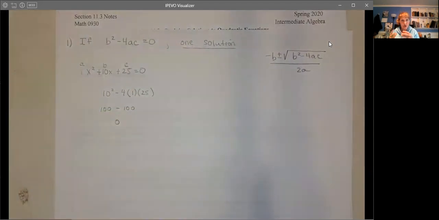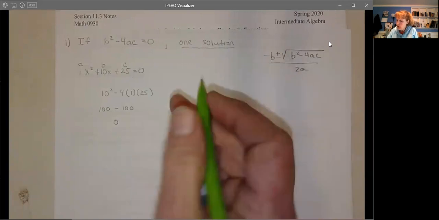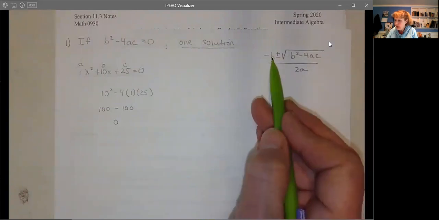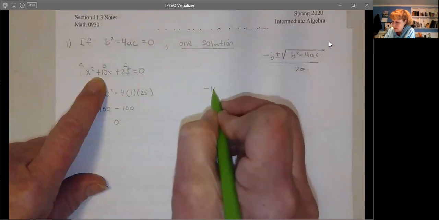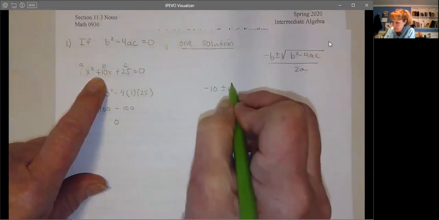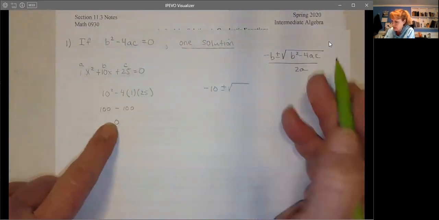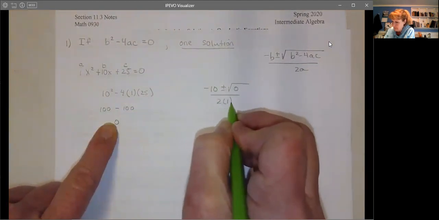And we're told that if the discriminant is equal to 0, we will have one solution. Let's apply it to this so you can see why we only have one solution when the discriminant is 0. We take all of our information and put it into the formula. We have minus b, and in our case b is 10, so we take the opposite, which is a negative 10. And we found the b squared minus 4ac to be 0, all over 2 times 1.